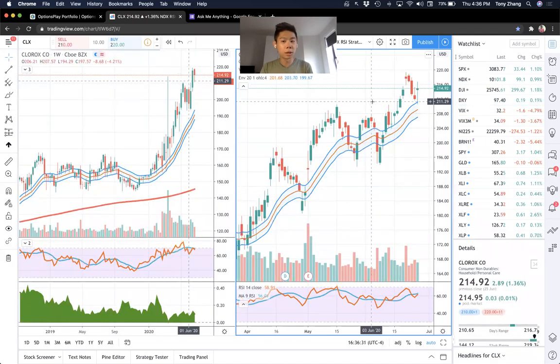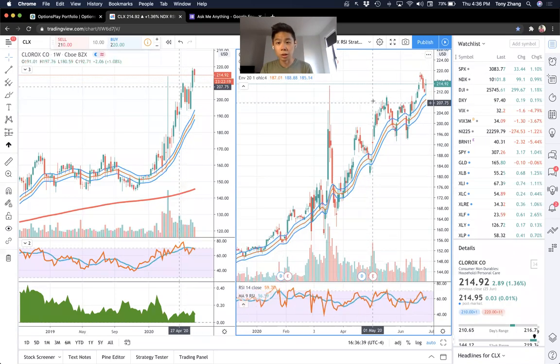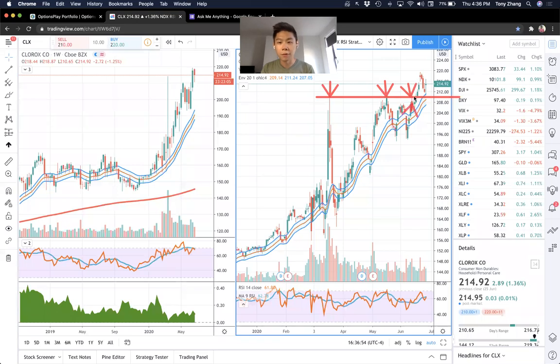And especially if you look at some of these charts, many of them from a technical perspective line up very well with the fundamentals. So if you draw a line here around 210 on Clorox, 210 resulted as a resistance for multiple months, finally broke out, came back to retest that as support, and is now starting to move higher.